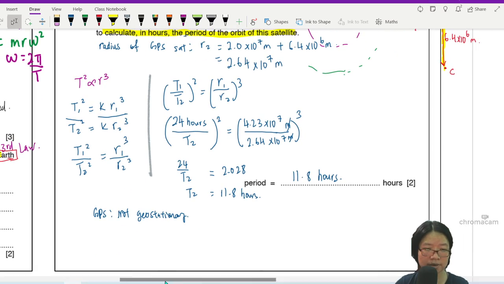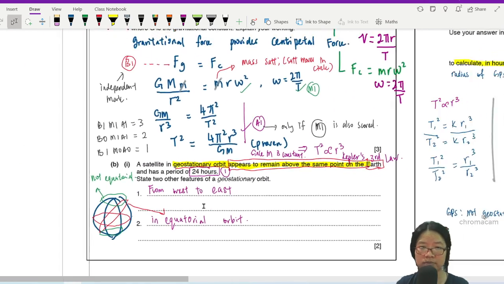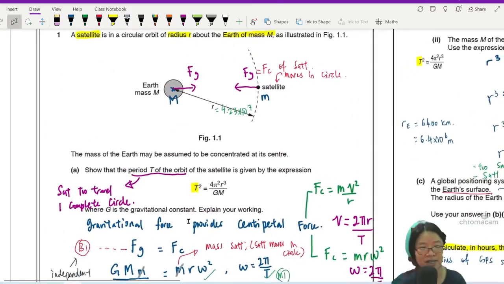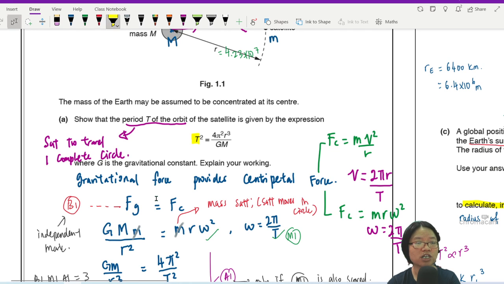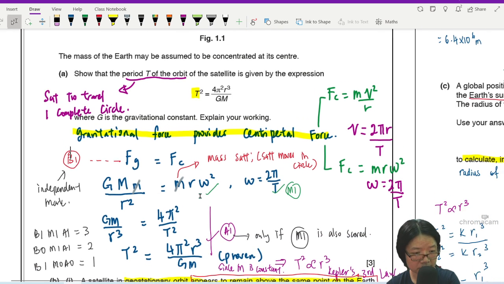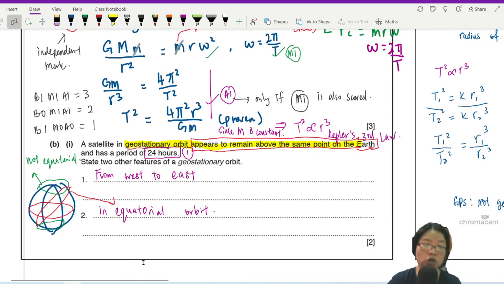What did we learn? Number 1, most of the time, whenever we are proving some random expression, we can always rely on this relationship: gravitational force provides centripetal force. Make sure you show all the key steps. Number 2, there's this thing called a geostationary satellite, meaning the satellite will always appear to remain above the same point on the Earth and has a period of 24 hours. These are the properties of a geostationary satellite.